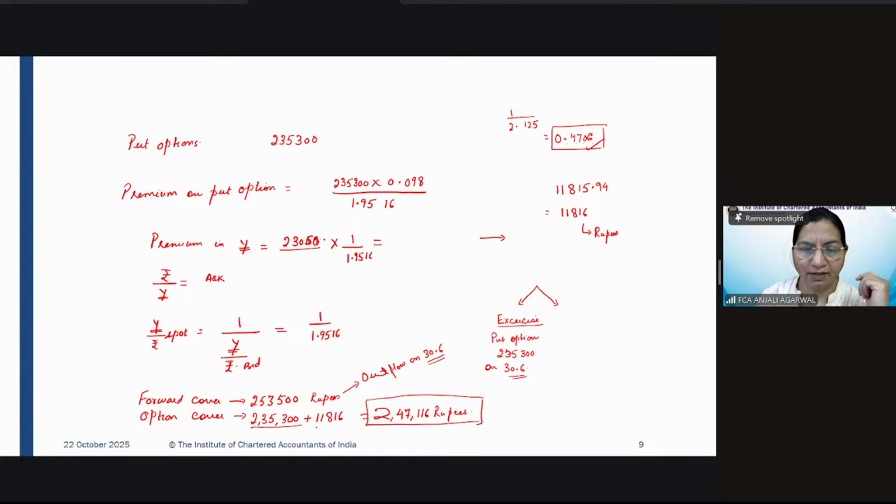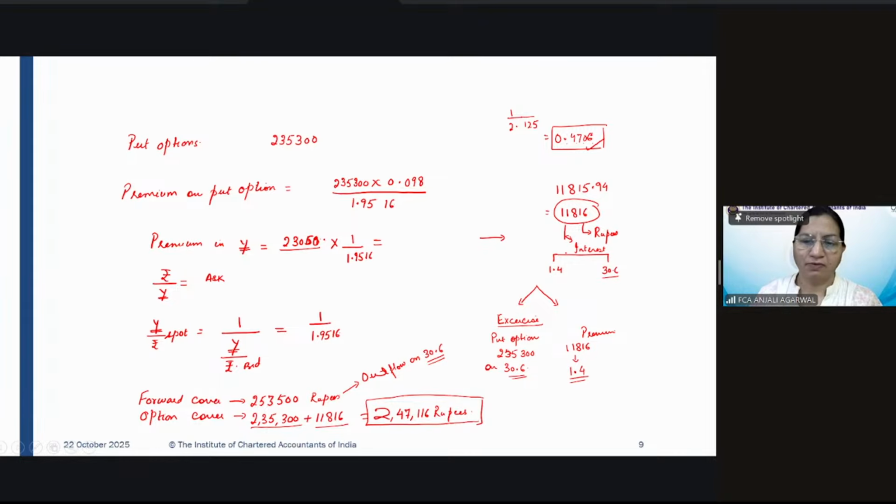Okay. And then there is a premium which you have to pay, which is 11,816. This premium will be paid on 1st April. So one thing you can do is 11,816 can be brought to 30th June by adding some element of interest. So comparison should be at one point of time only, not at two different positions.